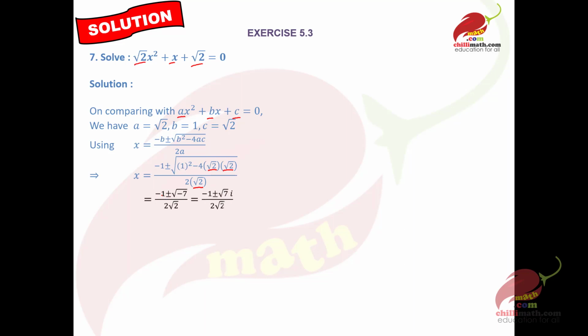On solving, we get minus 1 plus minus square root of 1 minus 8, that is minus 7, by 2 root 2. Again solving, this is minus 1 plus minus root 7 iota over 2 root 2, which is your required answer.